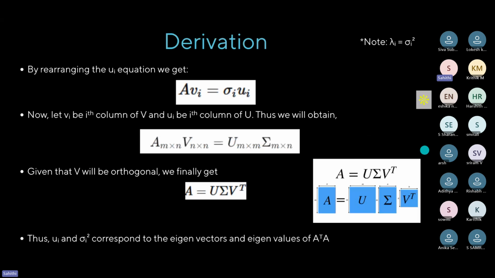So by again rearranging that Ui equation, we get A Vi is equal to sigma Ui. Now if we let Vi be the ith column of V and Ui be the ith column of the matrix U, then we obtain A, which is of the size m into n, into V, which is of the size n into n, is equal to U into sigma. Now we know V is orthogonal, so if we multiply both sides by V V transpose, we get A is equal to U sigma V transpose.